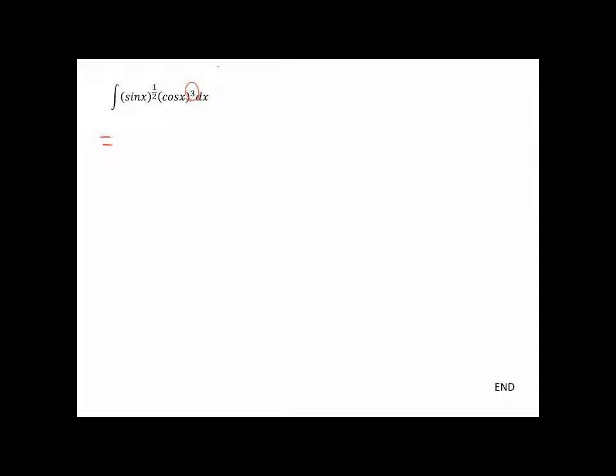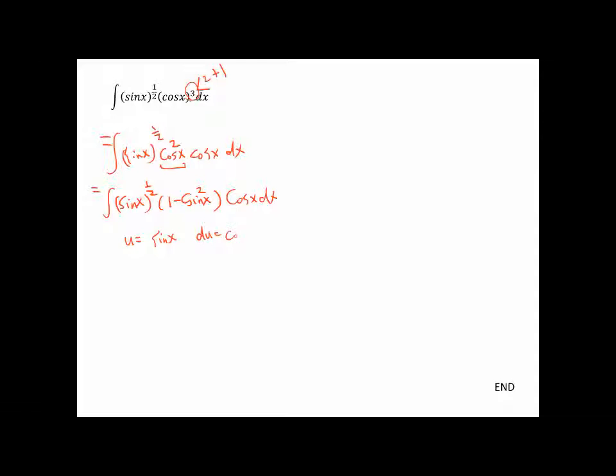I want to separate this 3 into 2 plus 1, which rewrites as sine x to the 1/2 cosine x squared cosine x dx. And for the even part, rewrite by my key formula: sin x to the 1/2, 1 minus sin x squared, cosine x dx. Substitution, u equals sin x. du is cosine x dx, which is here. This goes to u to the 1/2, 1 minus u squared du.